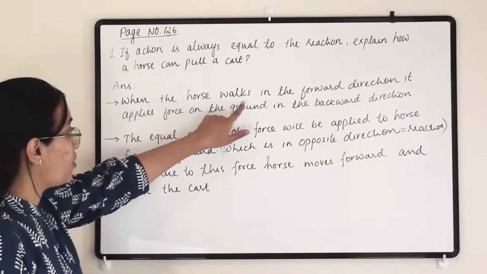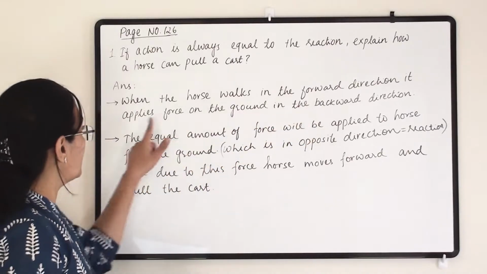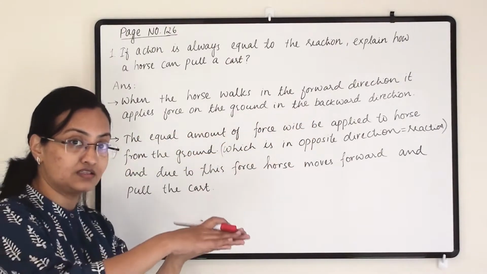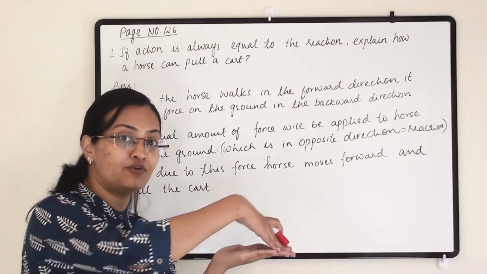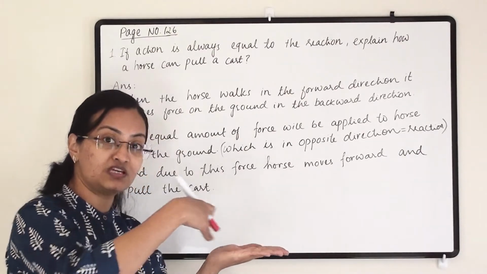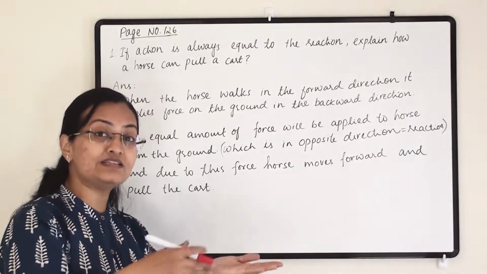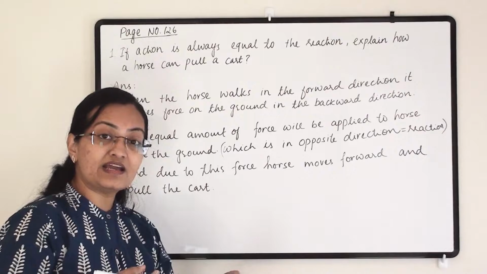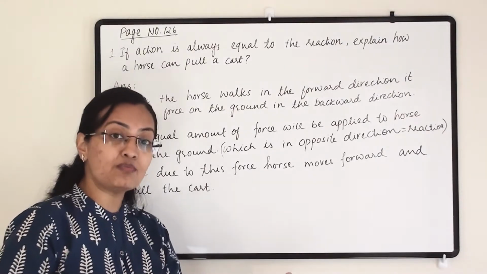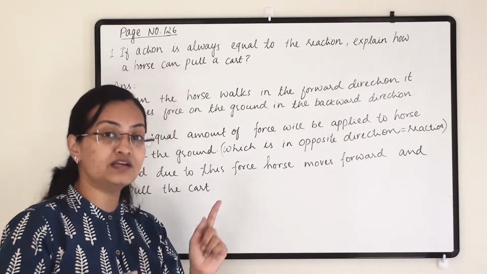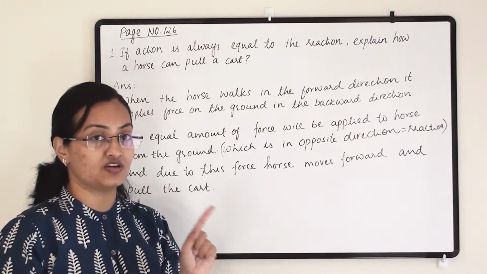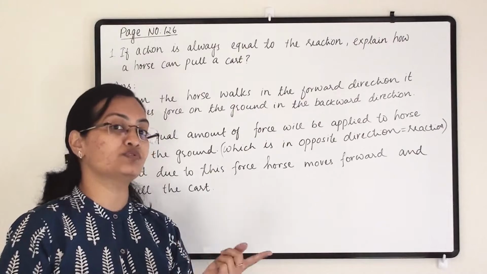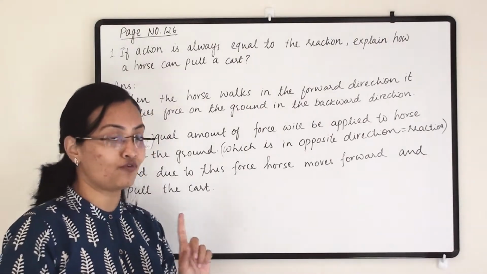When the horse walks in the forward direction, it applies force on the ground in the backward direction. So when it is going in the forward direction, it is applying force in the backward direction. So as a reaction force, it will get exactly the same amount of force back, but in the opposite direction. Action and reaction forces are equal and opposite in direction as per the third law of motion.